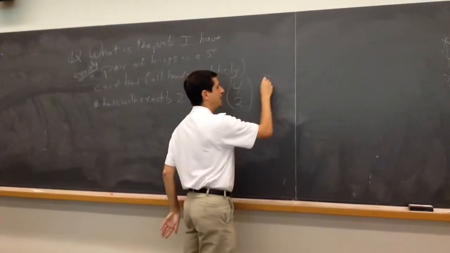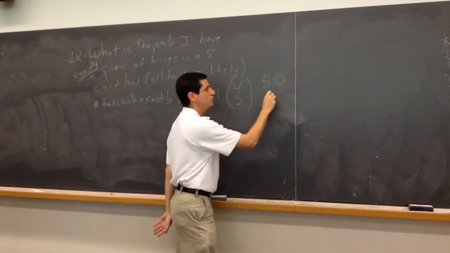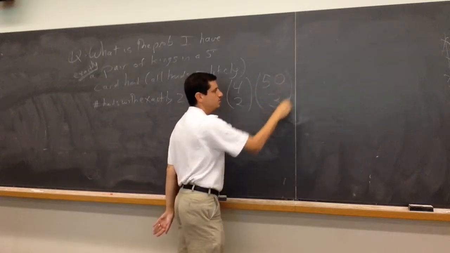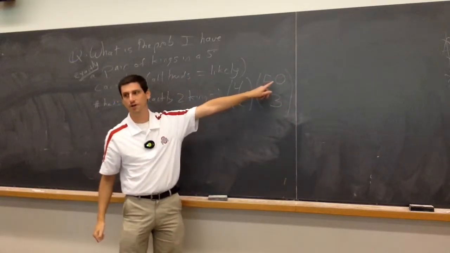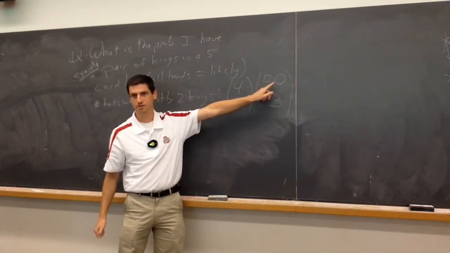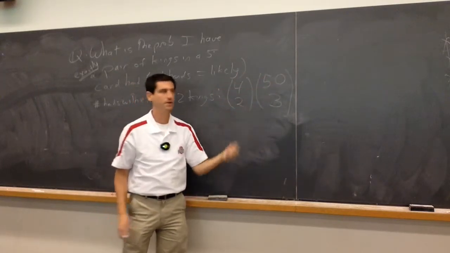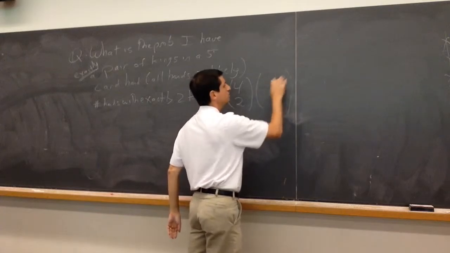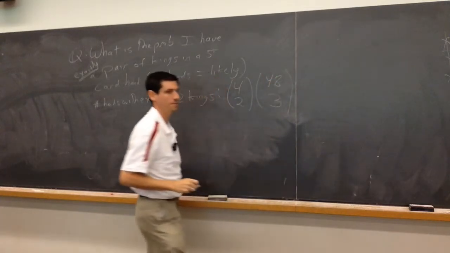If I had written, I have 50 cards remaining, and I choose 3 cards to complete my hand to 5, this would be wrong. And the reason this is wrong is I could choose more kings. I could get up to 3 kings. I don't want to have any more kings. This should be 48, choose 3.